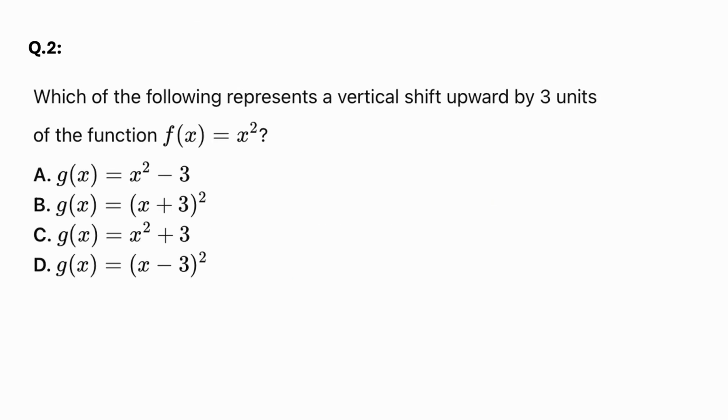All right, your turn again. Find out which of the following represents the vertical shift upward by 3 units of the function f(x) = x². Remember, a vertical shift means adding or subtracting outside the function. Take a careful look at these choices and see if you can pick the right one. I will reveal the answer at the end, so keep watching and check your work.